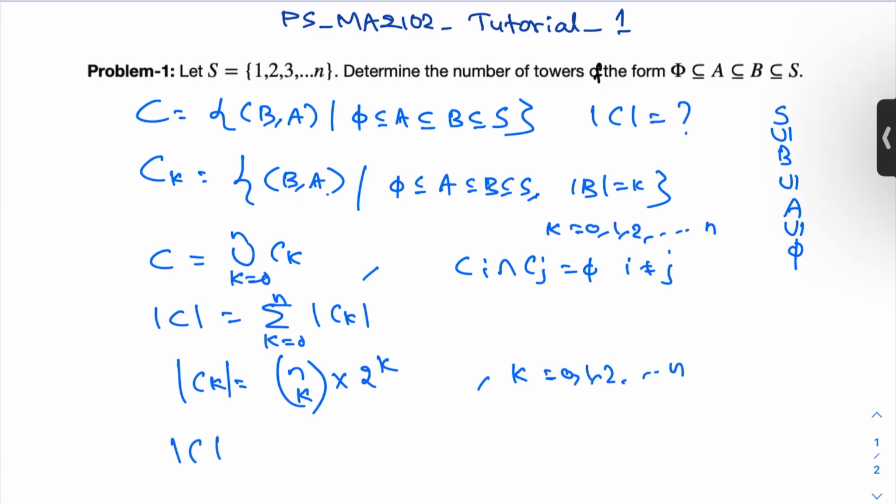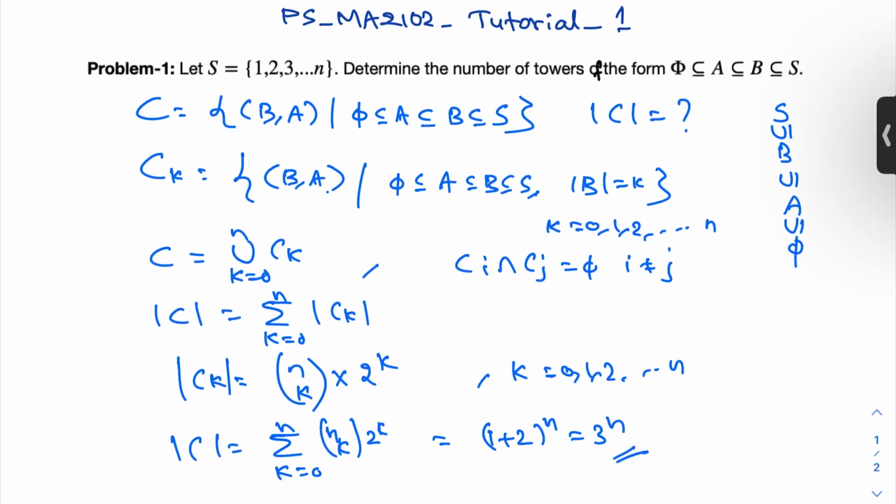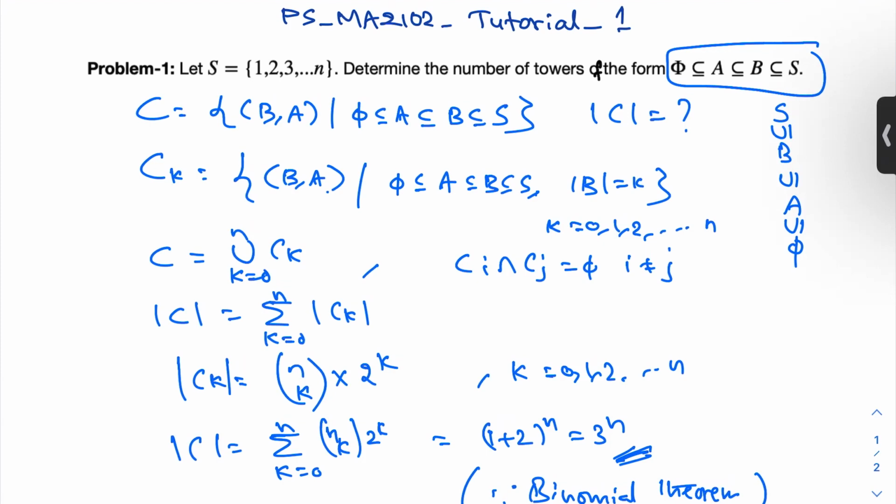So the number of elements in C is going to be the summation k equal to 0 to n of n choose k times 2 to the power of k. By the binomial theorem, this we can write as (1 plus 2) all to the power of n. So this is going to be 3 to the power of n. Therefore, the answer is 3 to the power of n. So the number of towers of this form will be 3 to the power of n, by the binomial theorem.